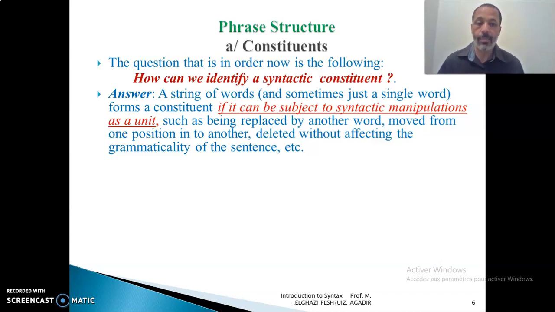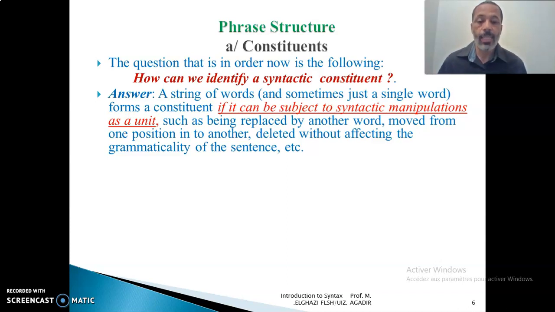A noun phrase can be replaced by a pronoun. For example, when we say John will, we cannot say that the pronoun he replaces John will, but he as a pronoun can replace John in the previous sentence. Or it can be moved from one position to another. For example, with after the event in the previous sentence, we can say, after the event, John will invite his intimate friends. So after the event is a constituent because it can be moved to the initial position of the sentence.